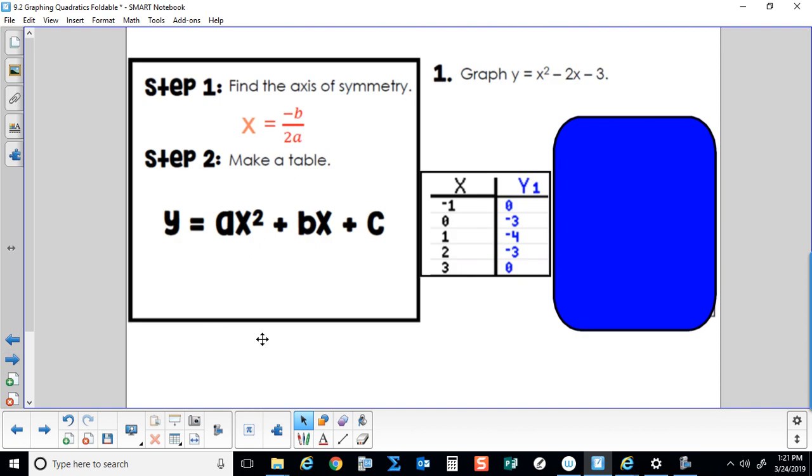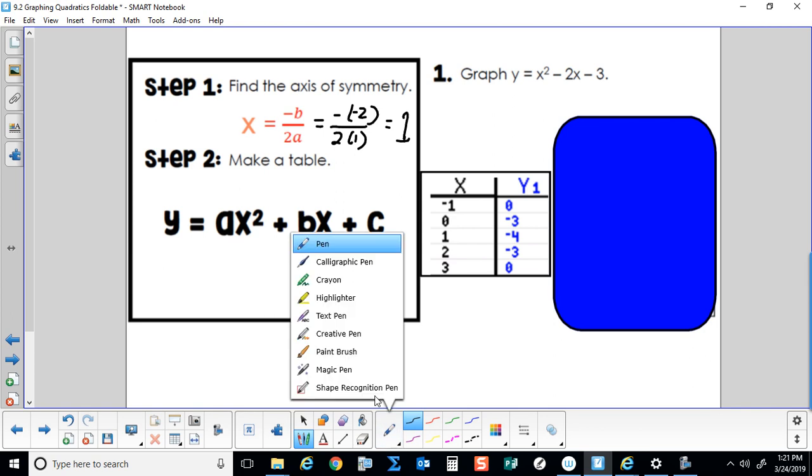So when we go to graph parabolas, the first thing we want to do is find the axis of symmetry. So we have an equation written in standard form. The axis of symmetry is calculated by saying negative b over 2a. So negative negative 2 over 2 times 1, which is 2 over 2, which is 1. So our axis of symmetry is 1.